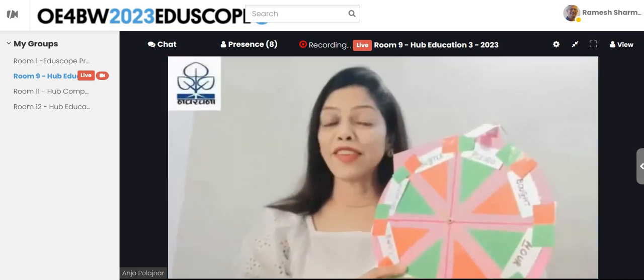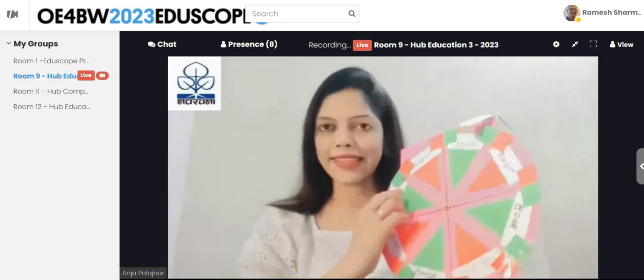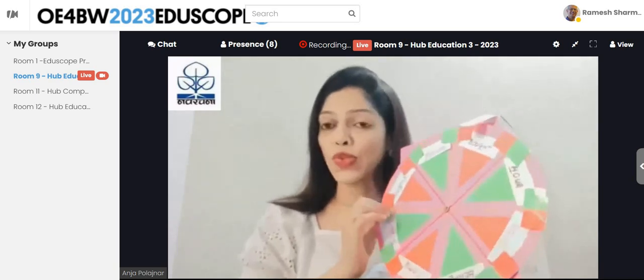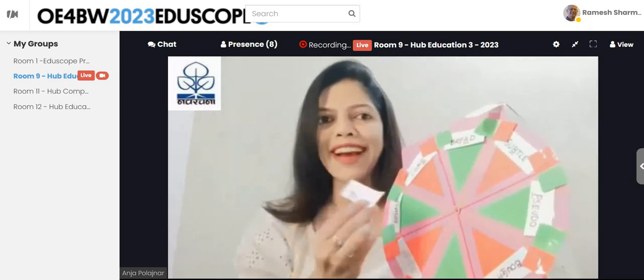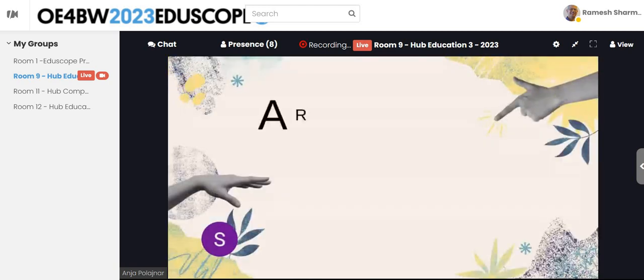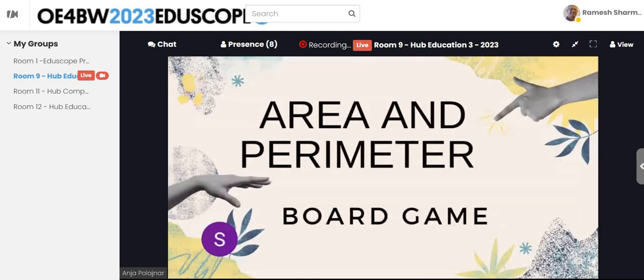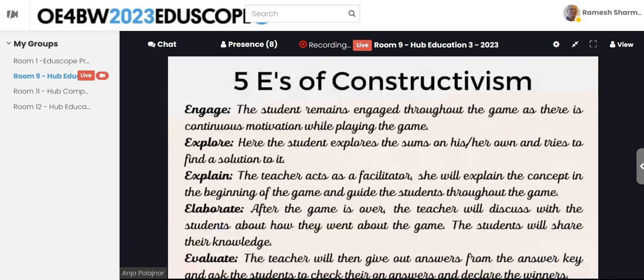First, create a list of words with silent letters that you want to use using extra cards. These cards. Welcome everyone. Learn to design a board game on area and perimeter.